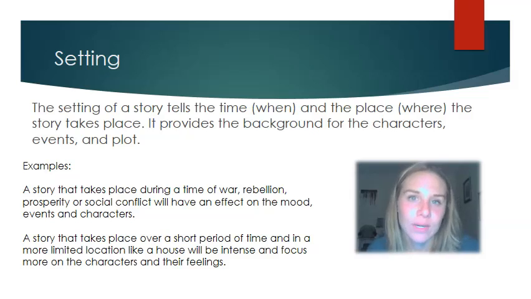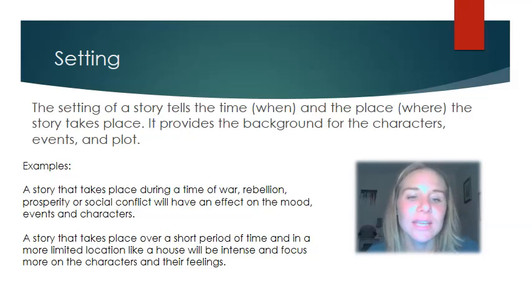Another very important element of a story is setting. The setting of the story tells the time when and the place where the story takes place. It generally provides background information for characters, events, and the plot. I have some examples down here.